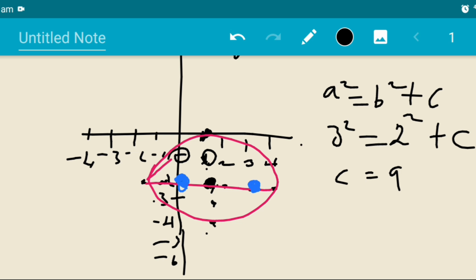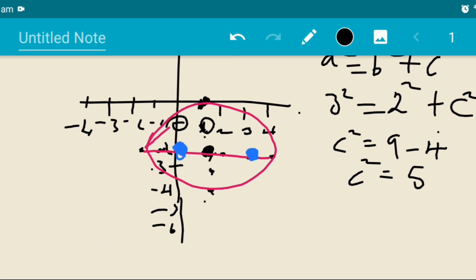Then 2 squared goes to the other side; we are just rearranging everything. So this will be minus 4. 9 minus 4 is 5. Actually this is C squared, so C isn't necessarily 5. Remember, the focus has to be somewhere inside, not outside. This is a 5, and 5 is greater than 4.